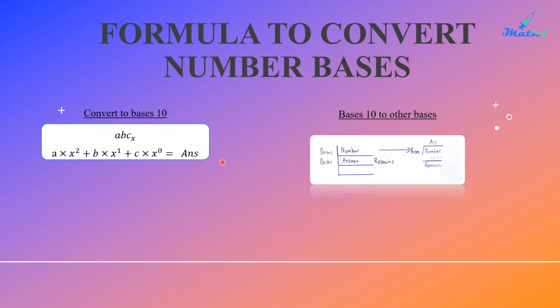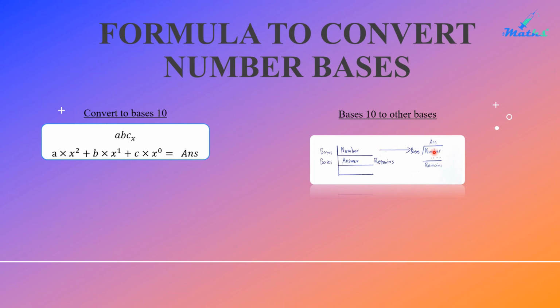Next is the formula for converting base 10 to another base. This is quite easy. You just need to take the number, put it here, and put the base you want to convert to. For example, I have base 10 and I would like to convert to base 5, so I will need to put 5 here. After that, I will do the division.